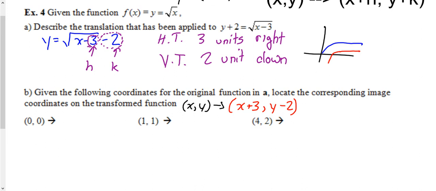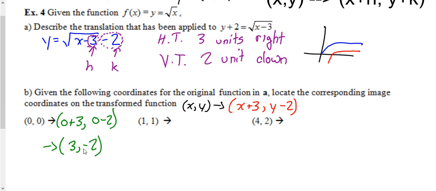So here we go. If you had 0, 0, I'm going to go 0 plus 3 and 0 minus 2. What does that get us? So let's do some math off to the side here. So I got 0 plus 3 for my x's, 0 minus 2 for my y's. And let's see what our new coordinate's going to be once we clean this up. Well, our new coordinate's going to be 3 comma negative 2. Done. That's the first one.